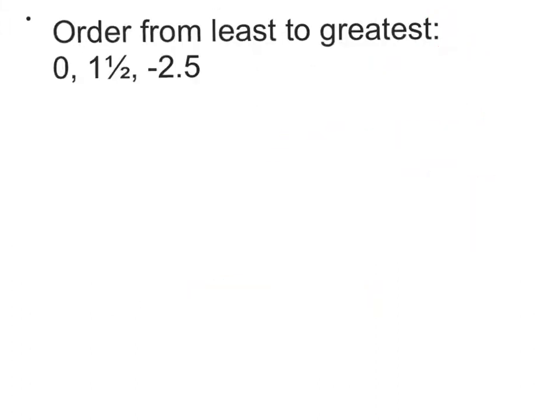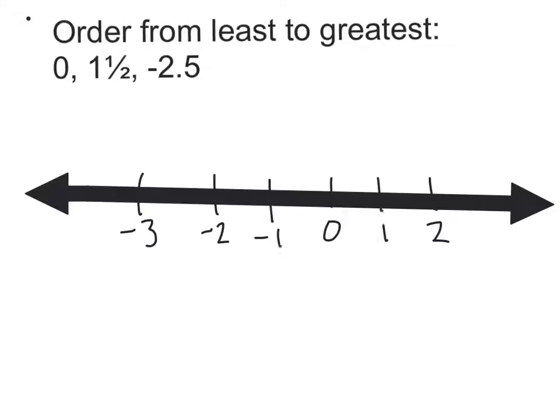Let's order from least to greatest 0, 1 1/2, and -2 1/2. And let's do that using a number line. 0 is right here. 1 1/2 is between 1 and 2, so right here. And -2 1/2 is between -2 and -3, so right here.